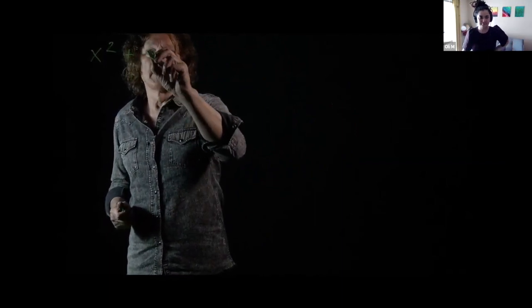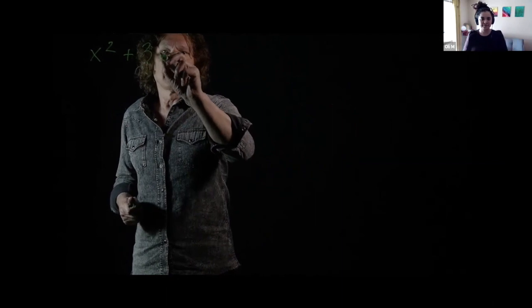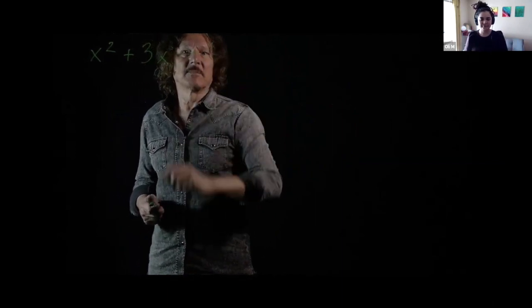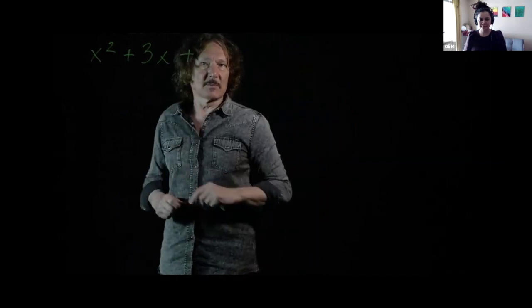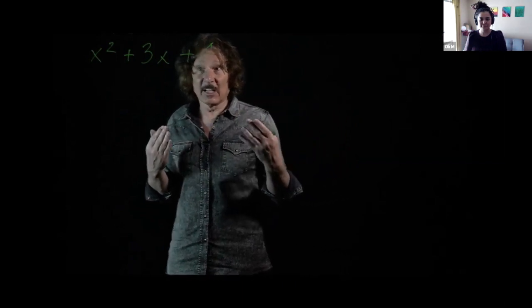So we have these expressions, like x squared plus 3x plus 4. This is what we understand as algebra, right? How do we form expressions like this? And how do we evaluate expressions like these? There are two parts to algebra. And that's it. That's just it in a nutshell.